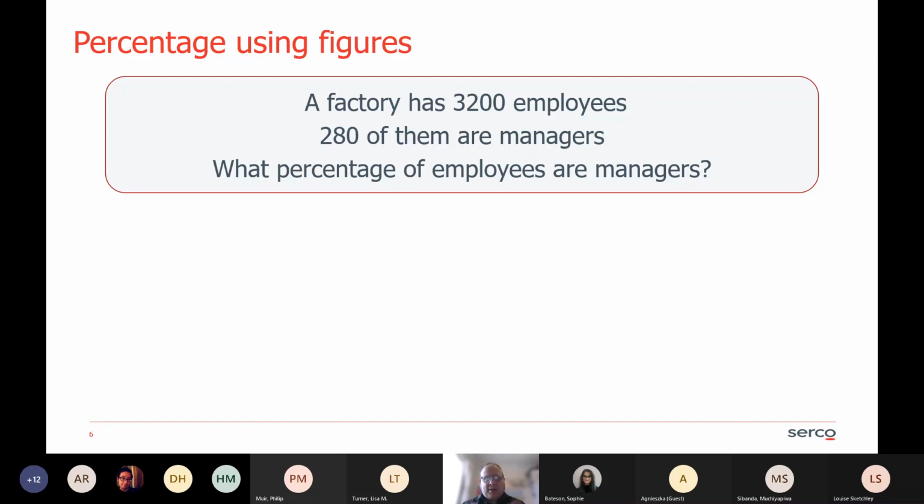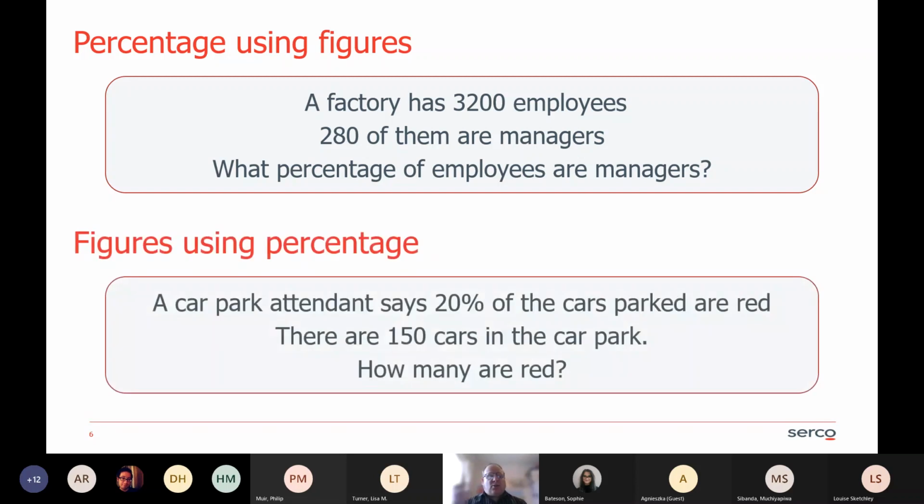As I say, I'm not going to go through that today, but that's a common kind of question. The other kind of question is the other way around, where they give you a figure and you've got to use the percentage. So in this case, it's a car park.